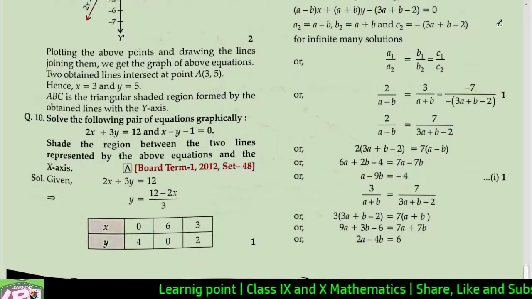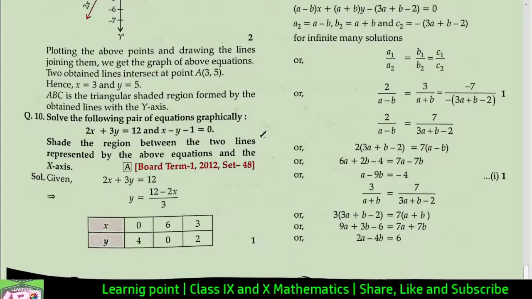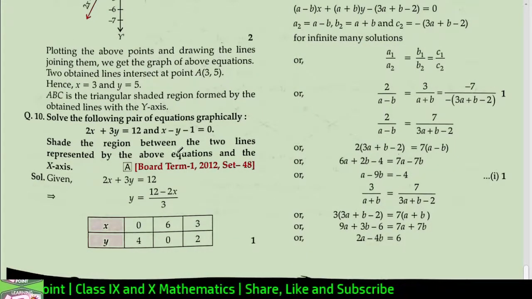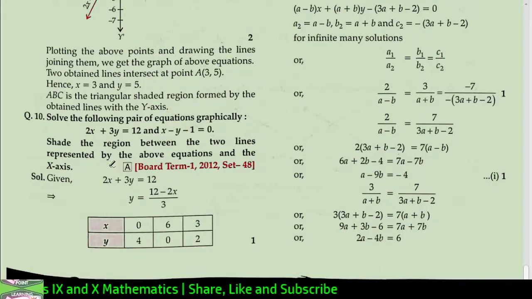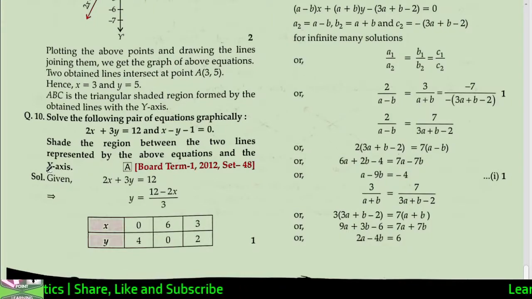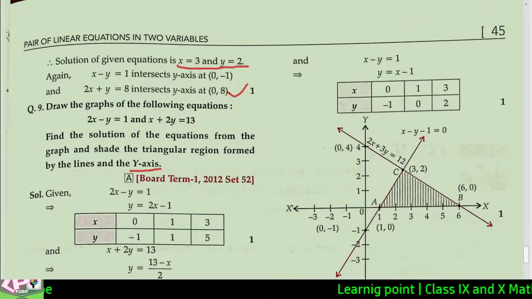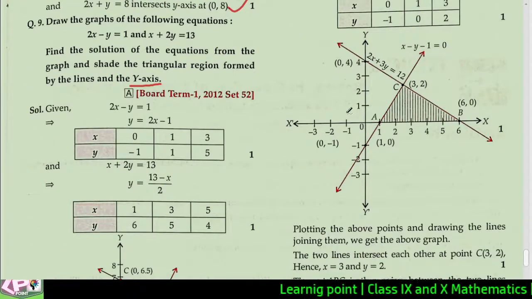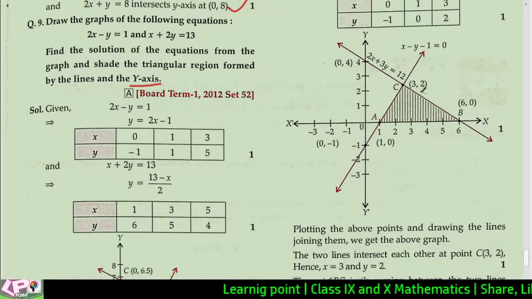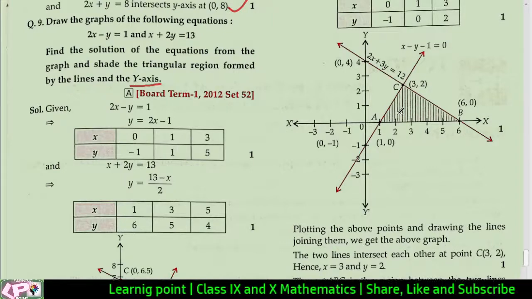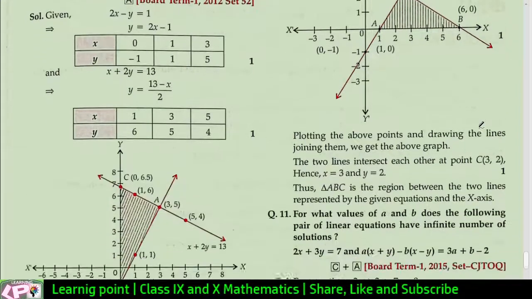Okay, so the next thing, now look at here in the 10th question, two equations are given to you. Shade the region between the two lines represented by the above equations and the x-axis. Between the two lines and the x-axis, this will become the required triangle. So you can find the area of this triangle also if it is asked.